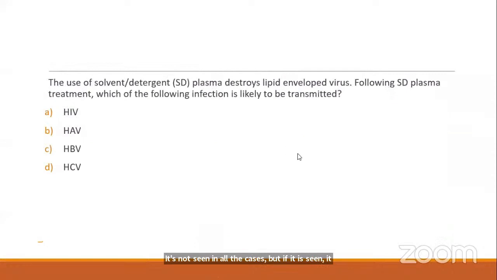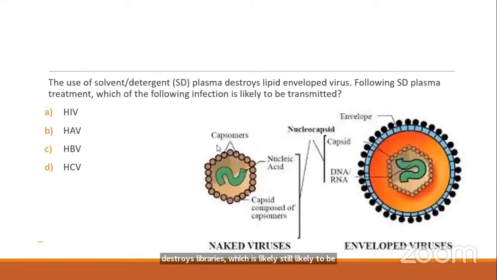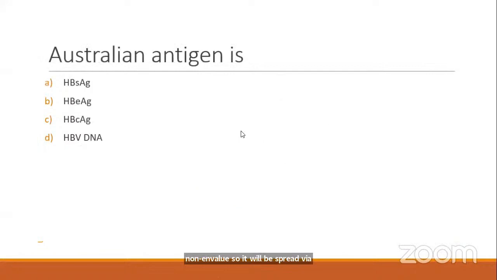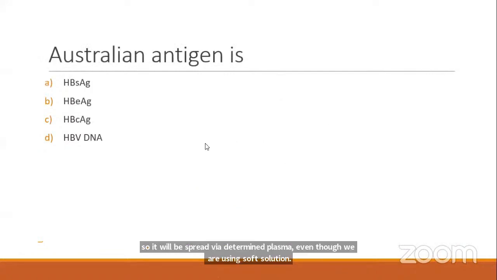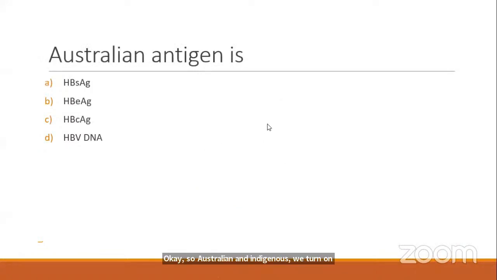Use of solvent or detergent destroys lipid-enveloped viruses, while others are still likely to be spread. I've already mentioned hepatitis A and E are both non-enveloped, so they will be spread even if you are using a soap solution. Okay. So which among these is the Australian antigen? HBsAg, HBeAg, HBc, and HBV DNA. Yes, it is actually hepatitis B, HBs antigen, not HBe, it is HBs.